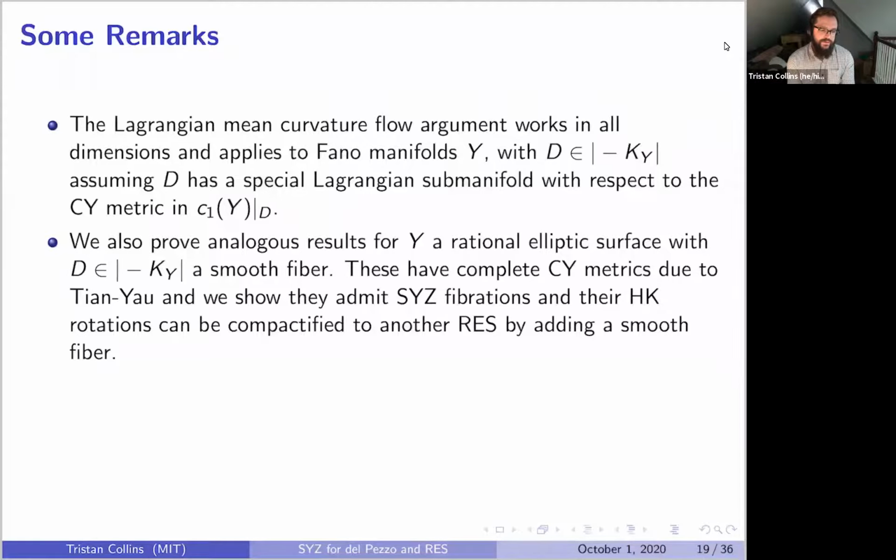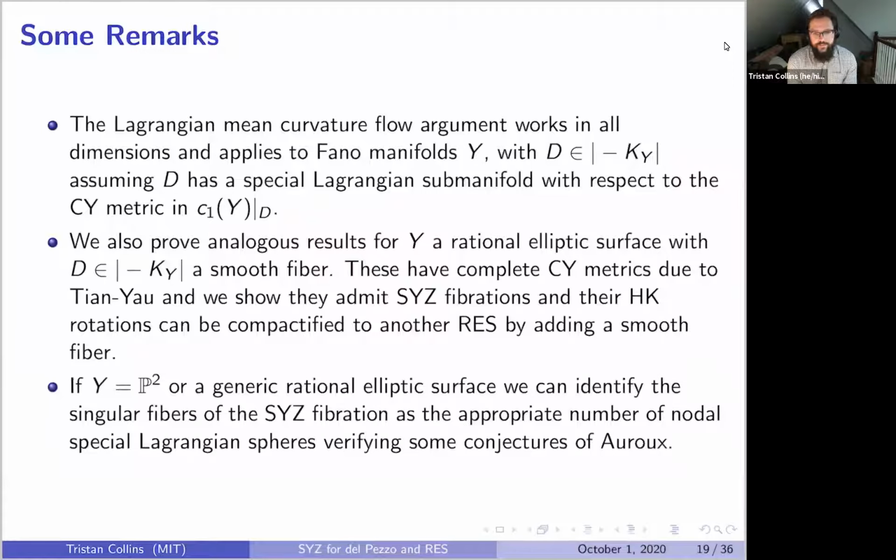We also prove analogous results for rational elliptic surfaces, where you take D to just be a smooth fiber. I won't go into that since it's not really important for this talk, but this can be done. And then for some cases, we can identify all the singular fibers of this SYZ fibration. So for example, if you take P2, then you get 3 nodal spheres as the singular fibers. And if you take a generic rational elliptic surface, then you get 12 nodal spheres in the interior, or whatever the appropriate number is. Those 2 results were expected by Denis, so we confirm that.